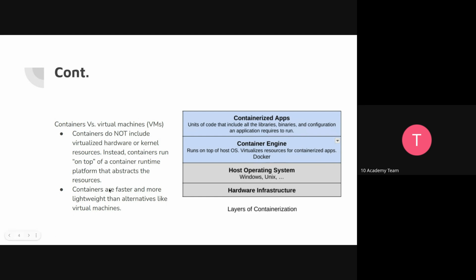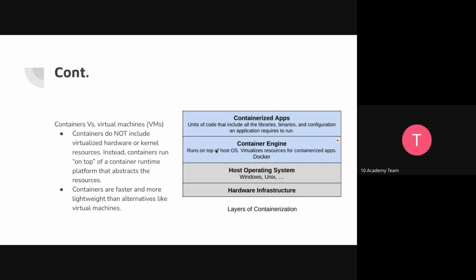Just to look at this graph, these are the layers of containerization. At the bottom, you have the hardware infrastructure. On top of that, you have the host operating system, the kernel, and the rest of the operating system.